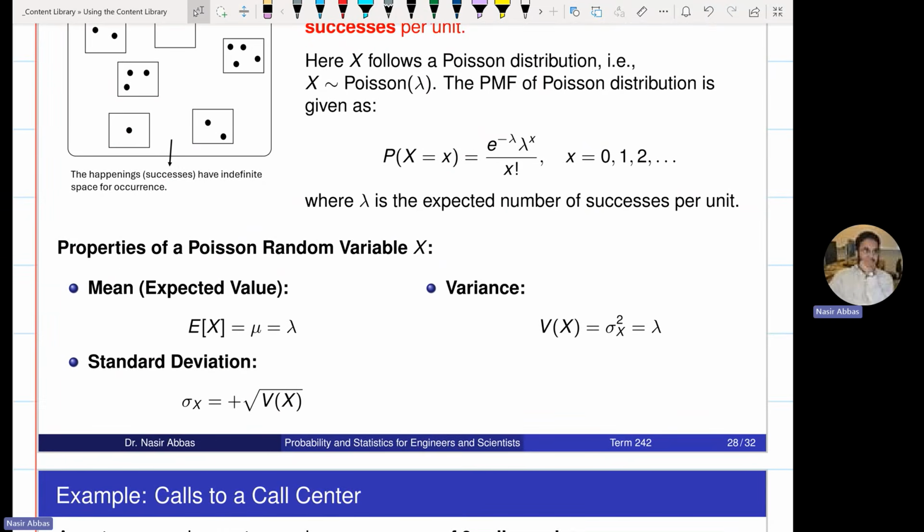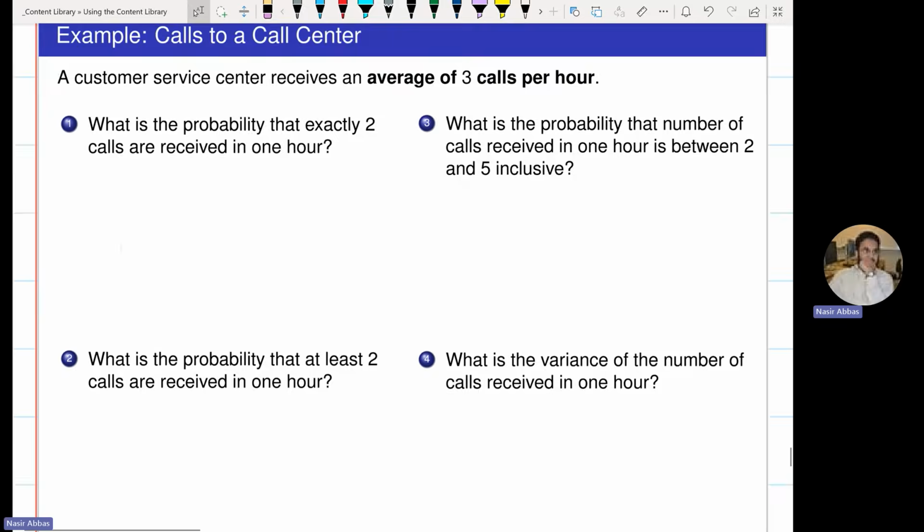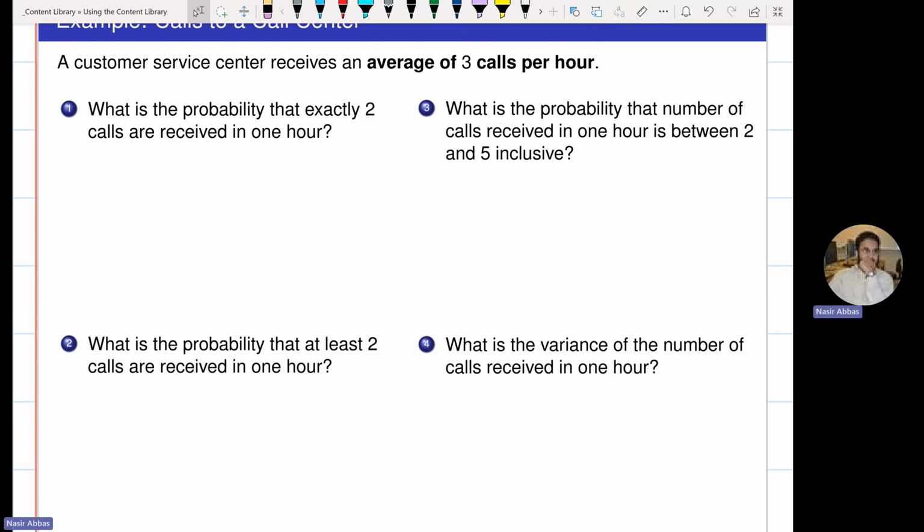X is the variable, number of successes. X is the variable that will be required in the question. Read this question and see how much information is given to you. Just one line. What does this one line say? A customer service center receives on average 3 calls per hour. Find the probability that exactly 2 calls are received in next 1 hour.